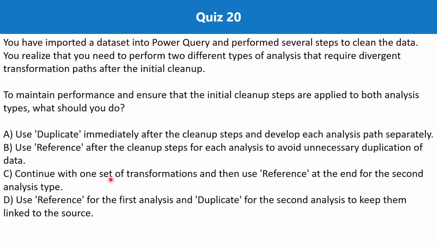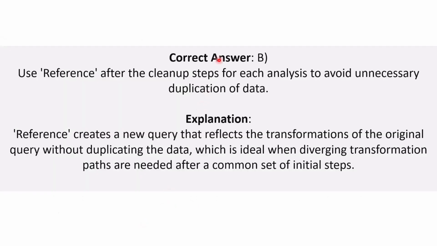Option C is continue with one set of transformations and then use reference at the end for the second analysis type. Last option is use reference for the first analysis and duplicate for the second analysis to keep them linked to the source. The correct answer to this question is option B, which is use reference after the cleanup steps for each analysis to avoid unnecessary duplication of data.